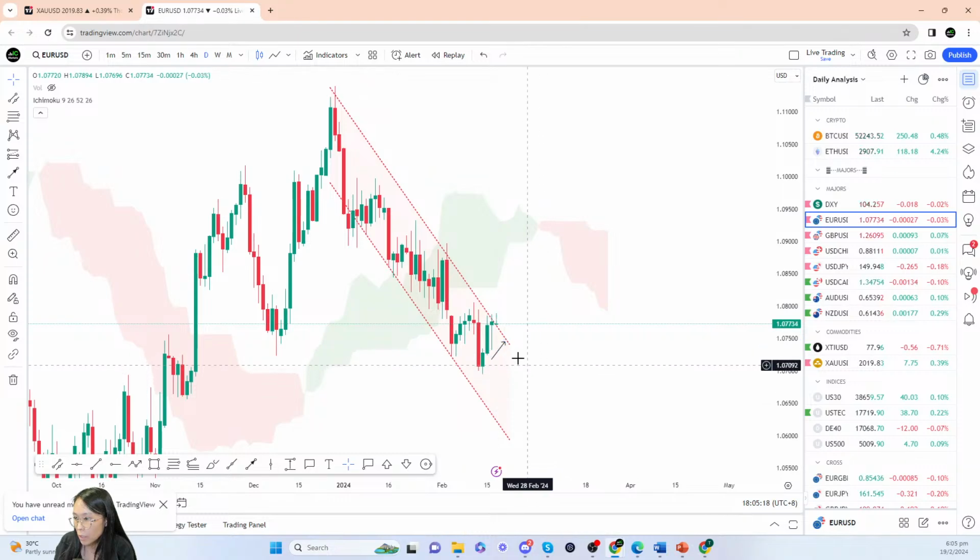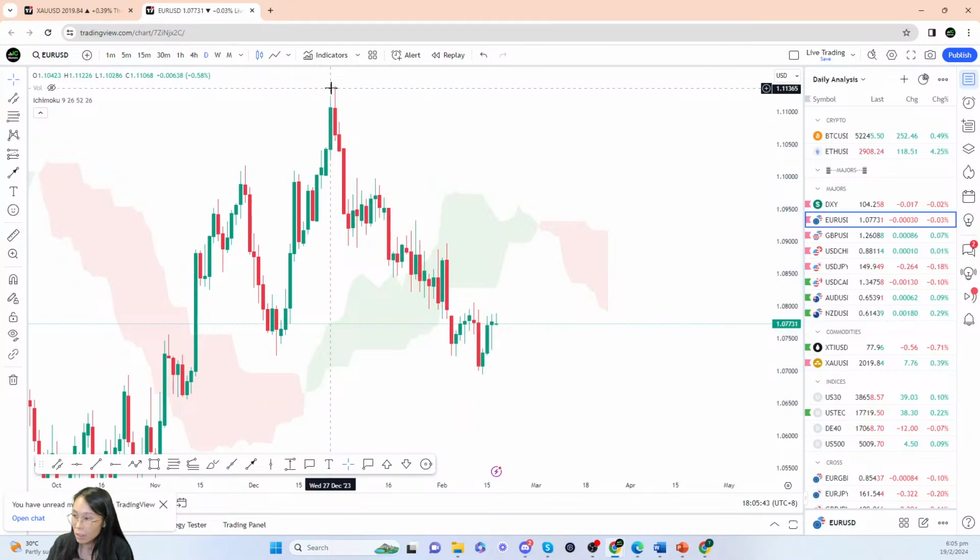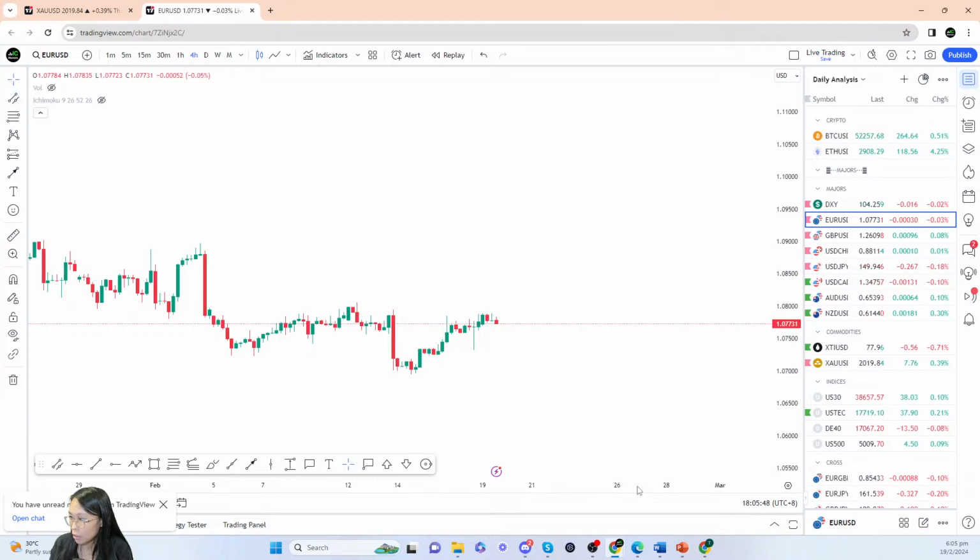This one is my resistance, and this one is my support. So it's breaking out of the descending resistance, and that is good news for those who want to buy. So this is the daily chart. Let's go to the H4.